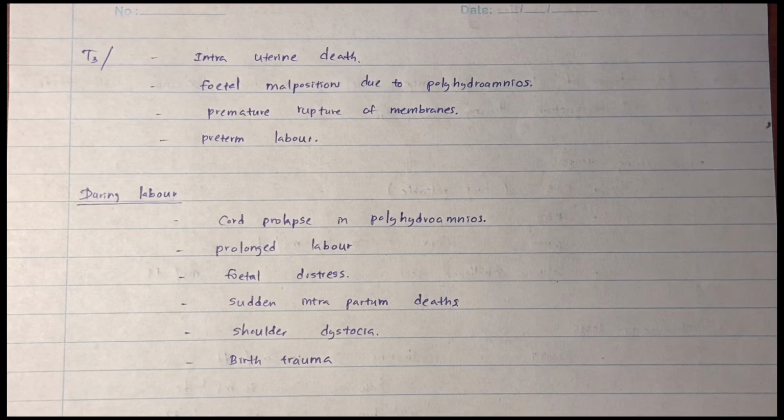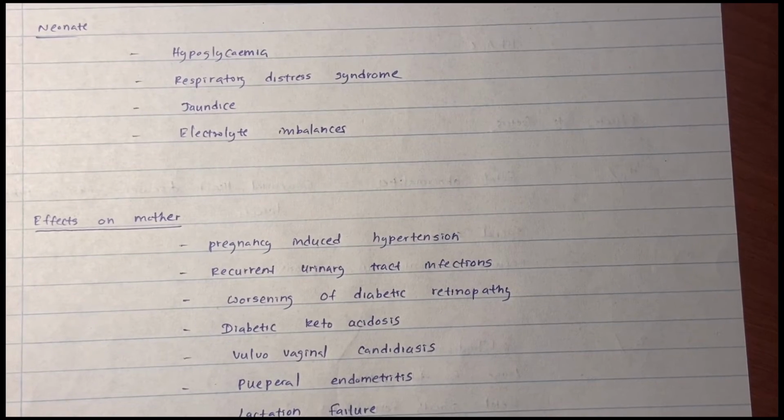During labor, there can be cord prolapse, prolonged labor, fetal distress, sudden intrapartum death, shoulder dystocia and birth traumas. If the mother has GDM, the neonate can develop hypoglycemia, respiratory distress syndrome, jaundice and electrolyte imbalances.